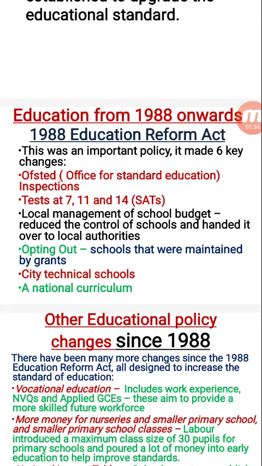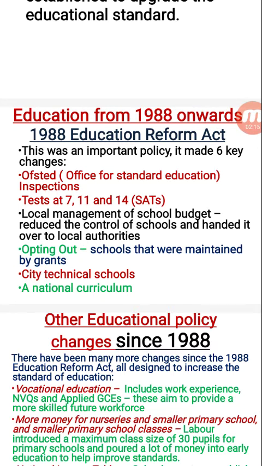The local management of school budgets reduced the control of schools and handed it over to the local communities. They thought that the principal or the headmaster or the teachers could upgrade the educational system. So it was suggested that this should be handed over to the local communities, the municipal corporations, and the local community to look after the expenditures plus the standard of the school, so that they could upgrade the education standard.